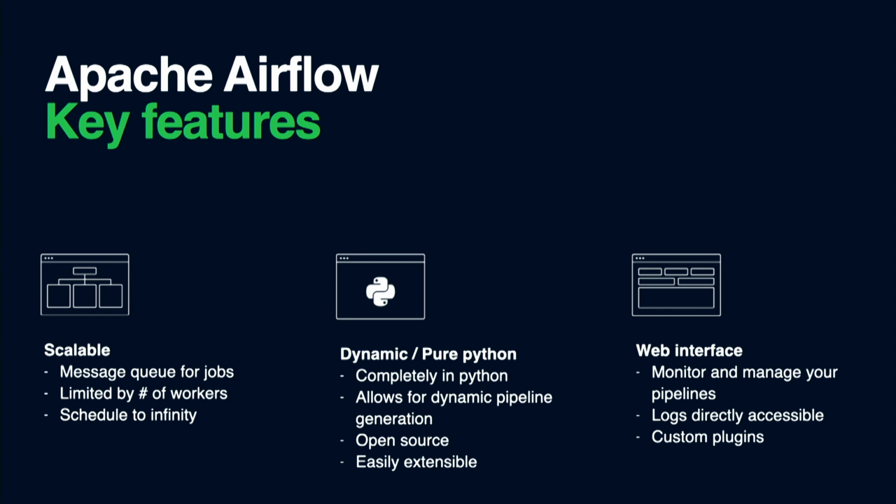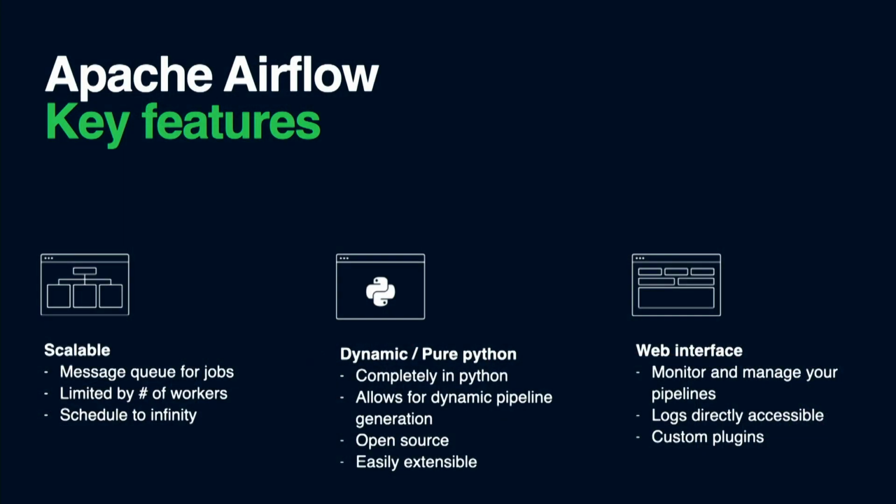All right, let's go into some key features of Airflow before going into the debugging session. So first of all, it's scalable. So it uses message queues to queue the jobs, and thereby the actual workers, which are on separate machines, can pick up these jobs asynchronously. And thereby the amount of parallelism is really limited by the number of workers you have.